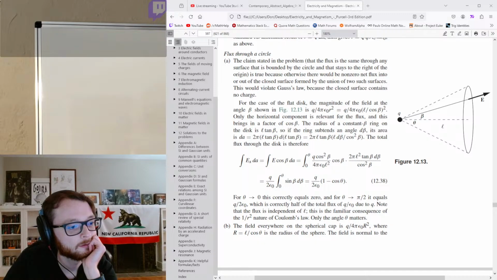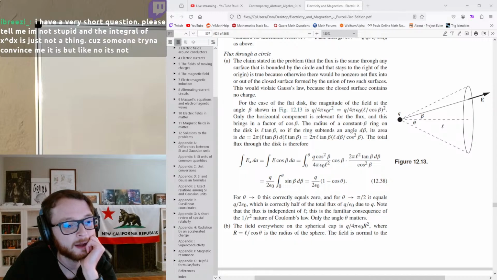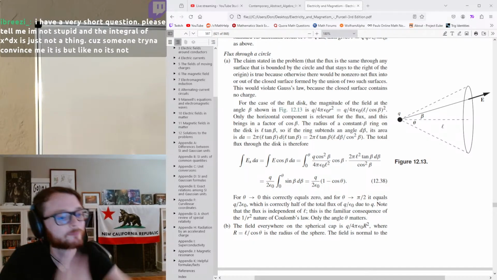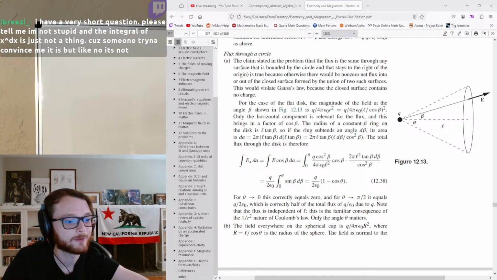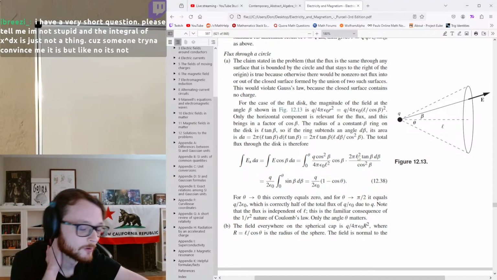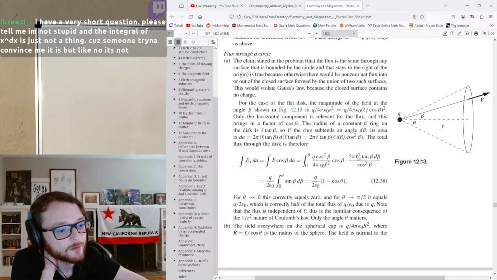What's that in terms of K? Well, K is 1 over 4 pi epsilon naught. Oh, we got 2 pi times K. Okay. And that works out. Okay, cool. I just wanted to make sure I wasn't off by a factor of 2 or something.